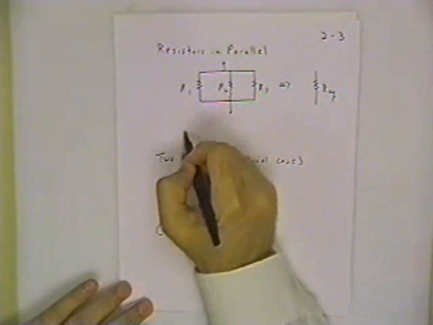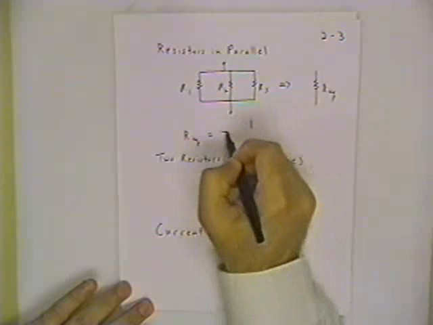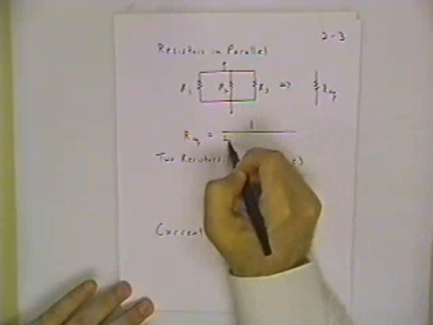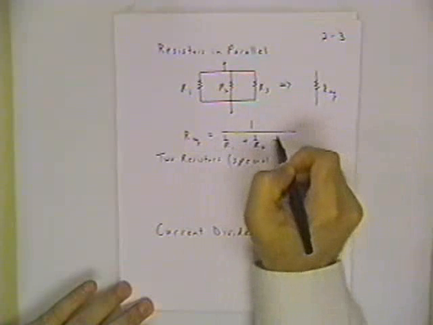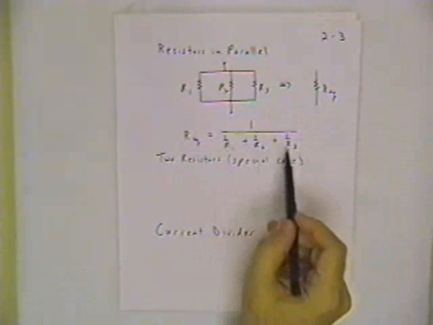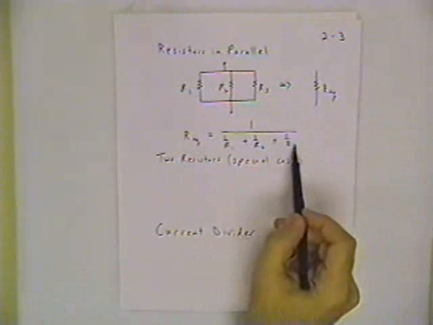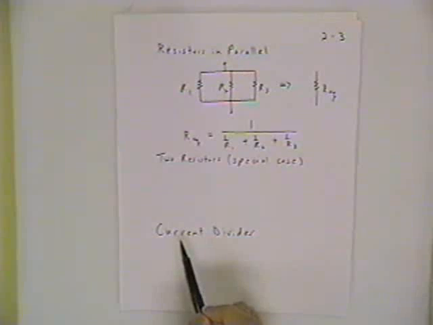Well, the equation for Req is to take the inverse of the sum of all the inverses. So if I know the values of R1, R2, R3, I invert all those values, add up all the inverses, and then invert the total result.